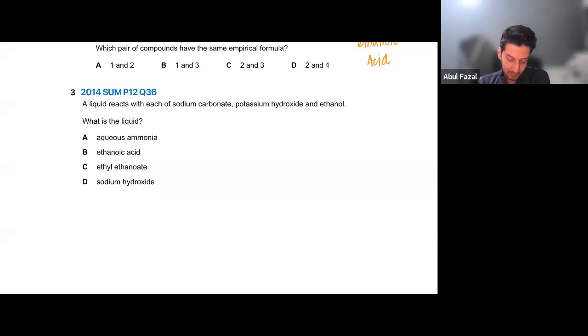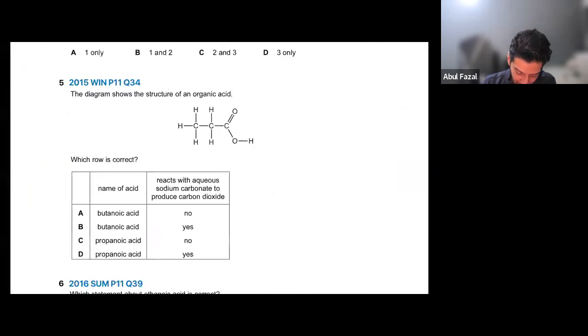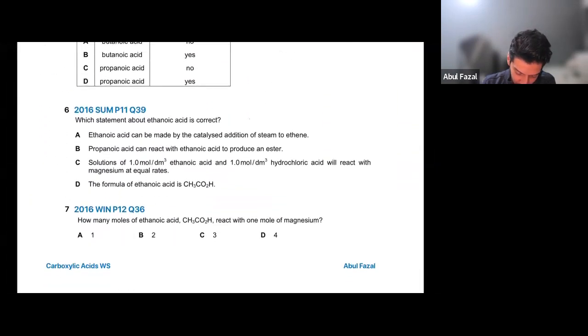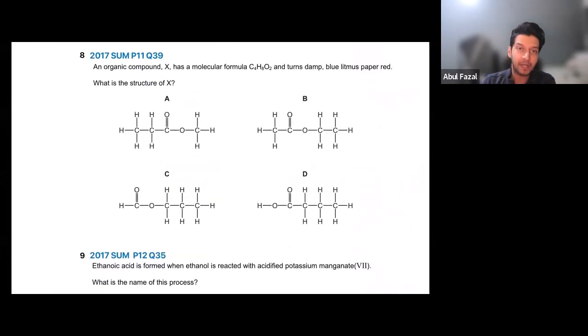A liquid reacts with sodium carbonate. It's the same question. Let's do some actual questions. Question number 8. Organic compound X has a molecular formula. It turns damp blue litmus paper red. What is the structure of X?